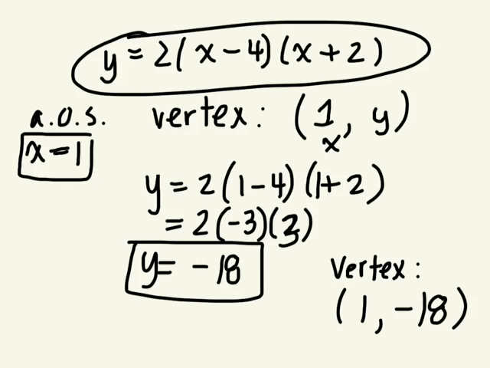What's the maximum or minimum value of this parabola? If we're going to check this by graphing, the minimum value is what? -18. That's the lowest point it's going to go.